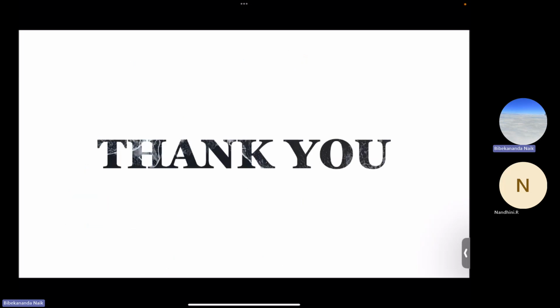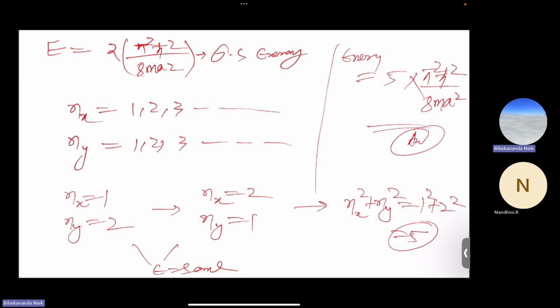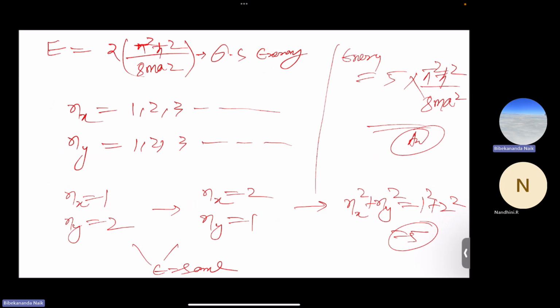Then what will the first excited state energy be? The first excited state energy will be 5 times the ground state energy, that is, 5 into pi square h cross square by 8 m a square. So this is the correct value of the energy. So the correct option will be 5 pi square h cross square divided by 8 m a square. Is this clear to you?